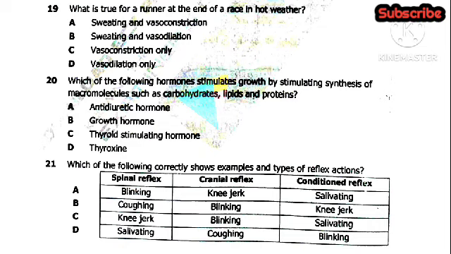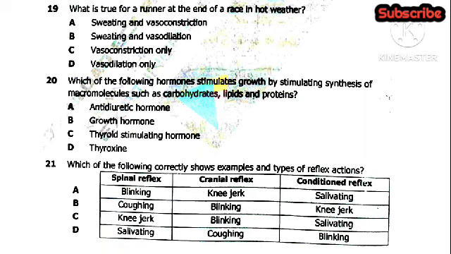Okay, yes. Number 21. Which of the following correctly shows examples and types of reflex actions? So we have spinal reflex, we have cranial reflex, and conditioned reflex. Now, the answer is C. Reason being, when your knee is jerking, that is spinal reflex. That is a reflex emanating from the spinal cord, spinal reflex.